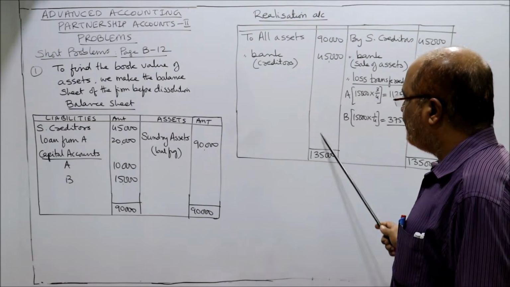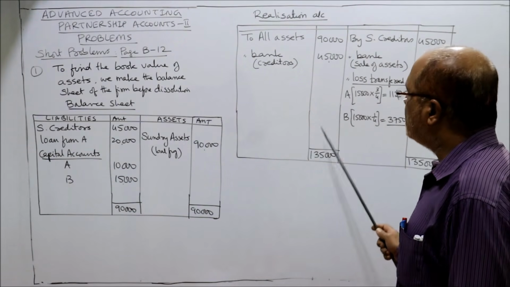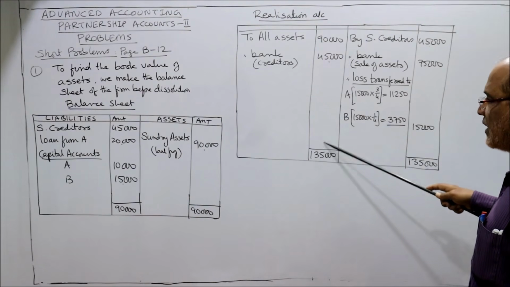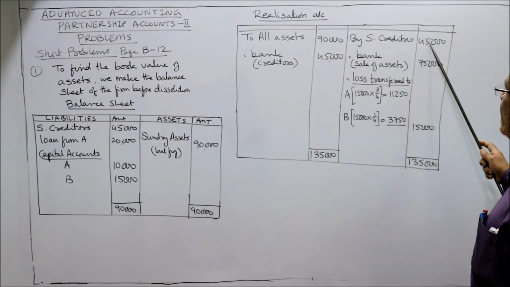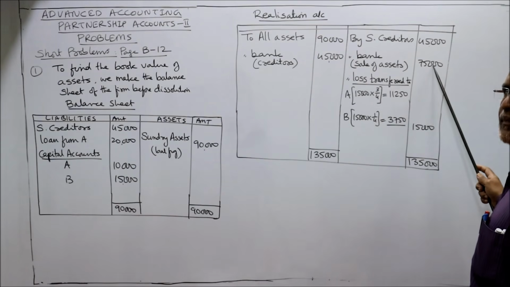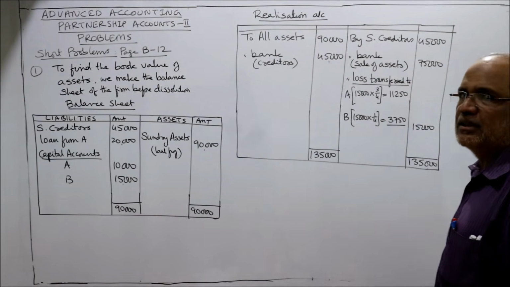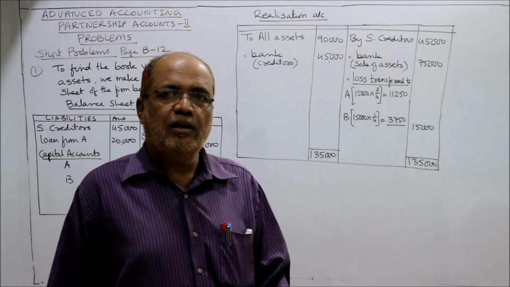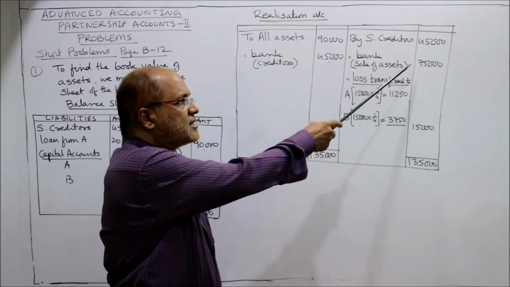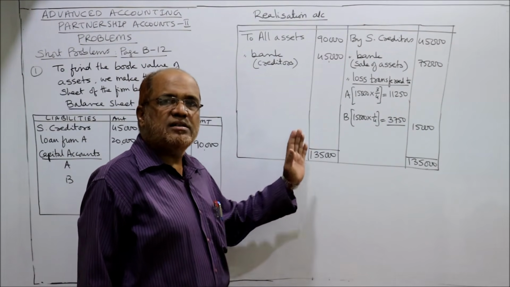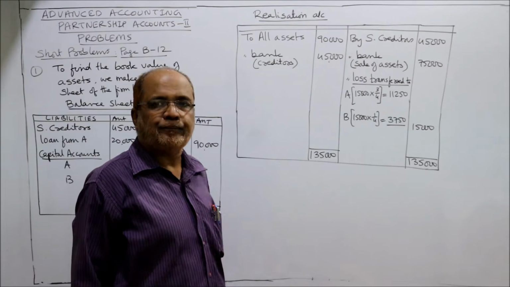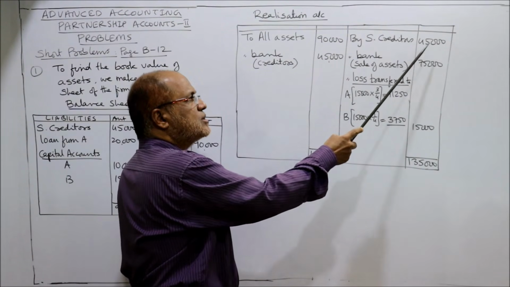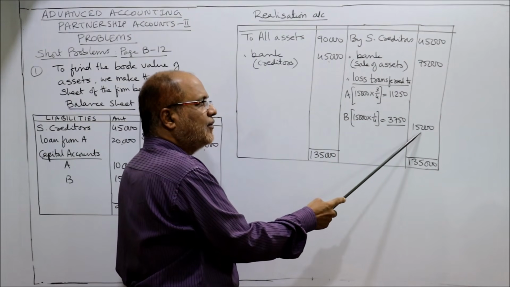Now debit side we have 1,35,000 and credit side we have 45,000 and 75,000. So out of this 1,35,000, subtract 45,000, subtract 75,000. The balancing figure you will get 15,000. This is the loss on realization. So debit side is more, credit side is less. When debit side is more, it is called loss.